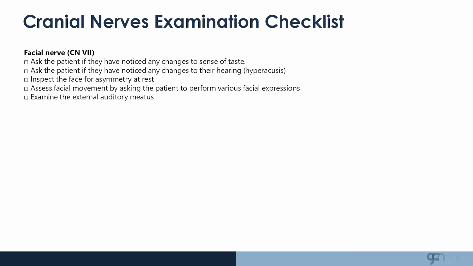For the facial nerve, ask the patient whether they've noticed any changes to their sense of taste or to their sense of hearing, particularly for loud sounds. Inspect the face for any obvious asymmetry at rest and assess the facial movement by asking the patient to perform various facial expressions, and examine the external auditory meatus.